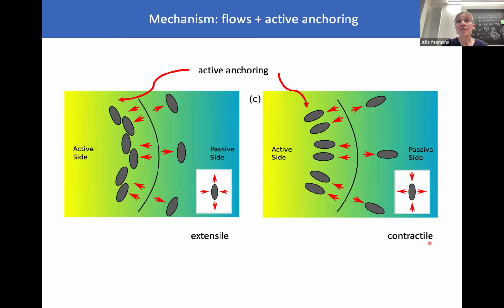Same thing actually happens for a contractile system because you have two changes of sign. The active anchoring lines things up perpendicular to the interface, and then the flows are into the ends, and those two changes of sign means you can use the same argument.